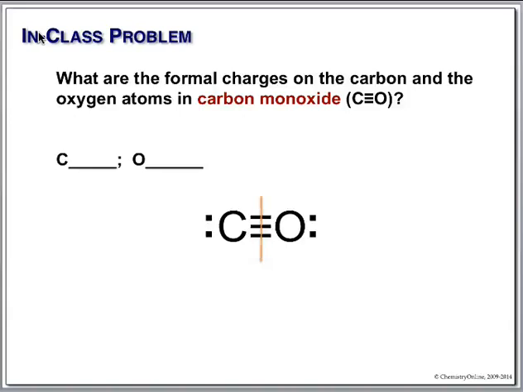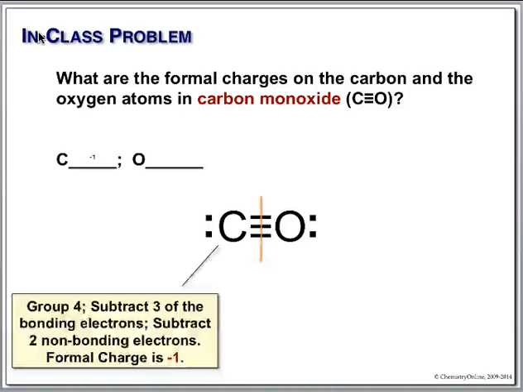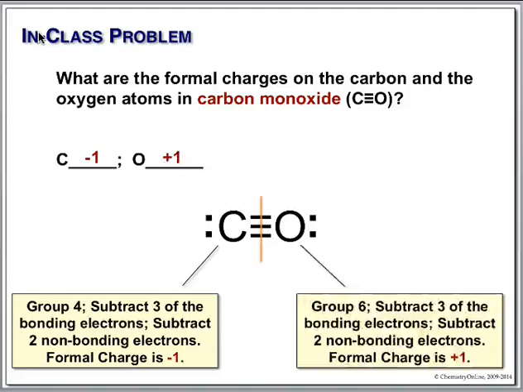Carbon, of course, lives here in group 4, doesn't it? It should have 4 electrons. It has 5, therefore, it is -1. Oxygen has 1, 2, 3, 4, 5 electrons. Oxygen lives in group 6, so it should have 6 electrons. So it's missing one. That means it will be plus 1. Split your covalent bonds. Give them to whichever atom is on either side. Add in all your unshared, and just simply compare with the group number in the periodic table. Any questions?